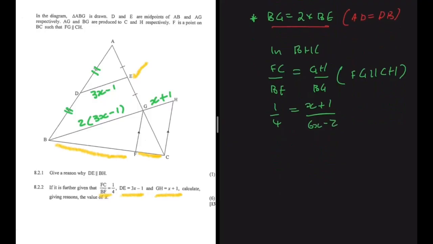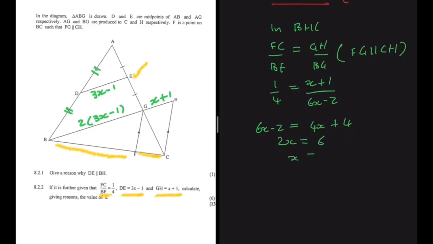So now we are actually done with the conceptualization. We're just computing the value of x. If we cross multiply here, we're going to get 6x minus 2 being equal to 4x plus 4. So it should be easy to see here that 2x will be equal to 6. So x should be equal to 3.